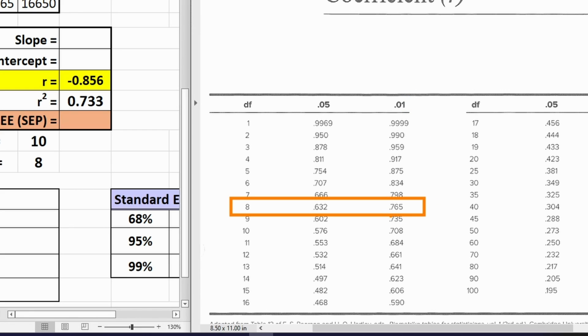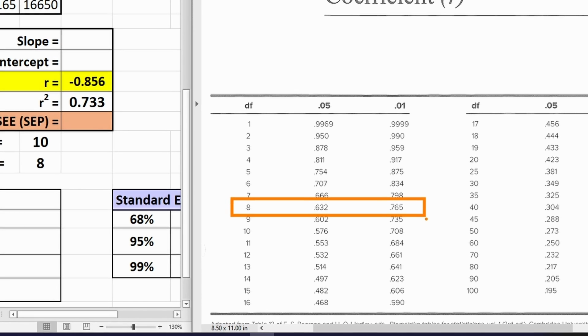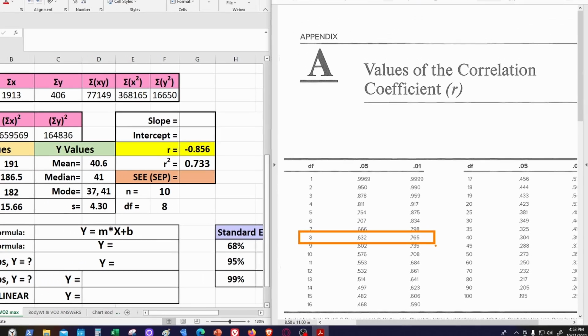Is our R value higher than 0.765? And it is. So what that is telling us is that there is a statistically significant relationship between these two factors, between body weight and VO2 max. And it is statistically significant at the 0.01 level. So that means we are 99% confident that a relationship truly does exist between body weight and VO2 max. And that's how you would state your conclusion for this problem.